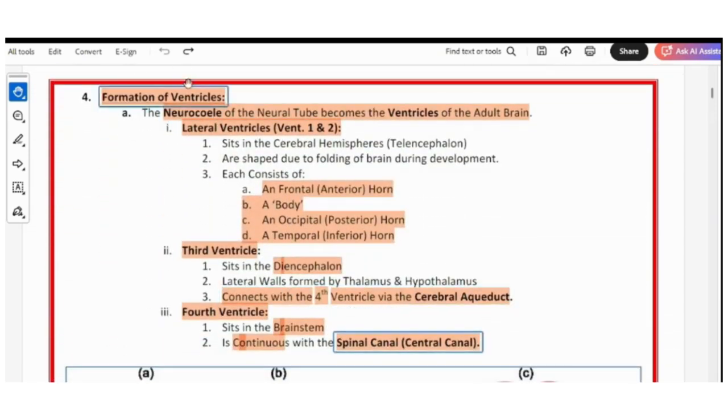Next is the formation of ventricles, very important. The neurocele of the neural tube becomes the ventricles of the adult brain. So we have the lateral ventricles, the third and fourth ventricle. In the lateral ventricle, we have two ventricles, 1 and 2. It sits in the cerebral hemisphere, telencephalon. It is shaped due to folding of the brain during development, and consists of a frontal or anterior horn, a body, an occipital or posterior horn, and a temporal or inferior horn.